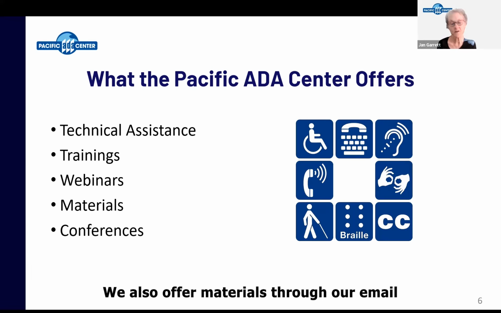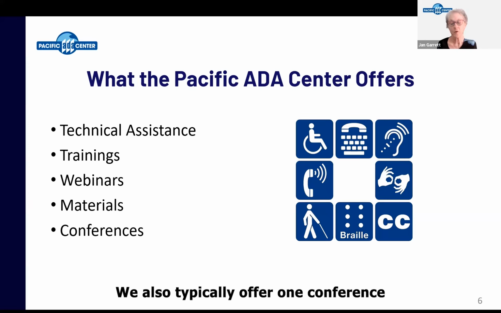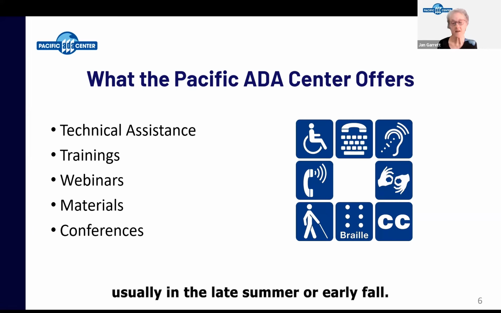We also offer materials through our email and through our website, and we will send you links to lots of different materials and other training opportunities that we have through the ADA National Network. We also typically offer one conference every year, usually in the late summer or early fall. You will be seeing information about that sometime at the beginning of next year.